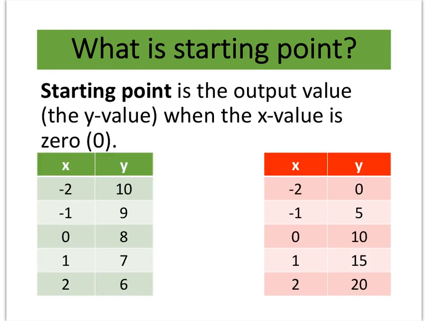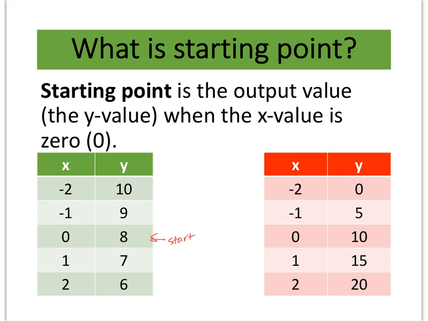So when I go back and look at these two examples, I'm going to start thinking about starting point and slope. The starting point is the output value, the y value, when the x value is 0. So this is my starting point, because it is the y value when the x value is 0. So my starting point is 8.